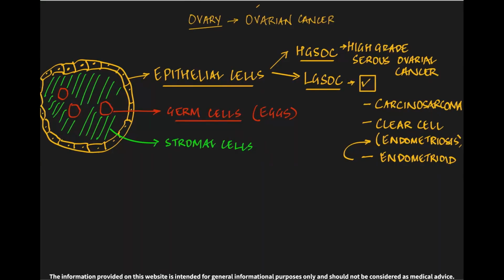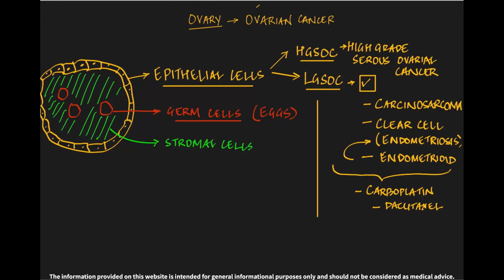But these are the most common epithelial carcinomas. By and large, these tumors, with the exception of low-grade serous carcinoma, respond well to chemotherapy and most often are treated with a combination of two drugs called carboplatin and paclitaxel. More about chemotherapy in some of the chemotherapy videos you will see in this playlist.